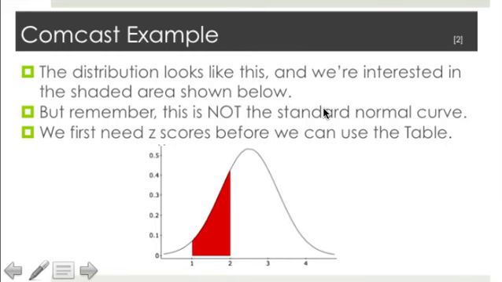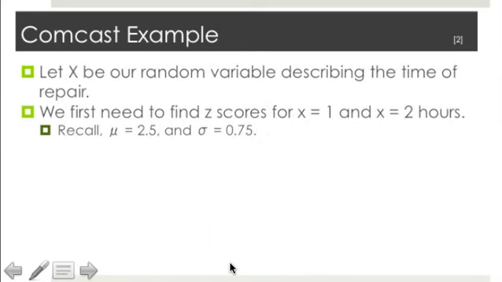Again, remember, this is not the standard normal curve. The mean is not 0. And so first what we're going to need to do is find the z-scores that are related to the values that we care about, x equal 1 and x equal 2. So let's let x be our random variable that describes the time of repairs. And we're going to first find z-scores that correspond for x equal 1 hour and x equal 2 hours. Remembering, of course, that our mean is 2.5 and our standard deviation is 0.75.